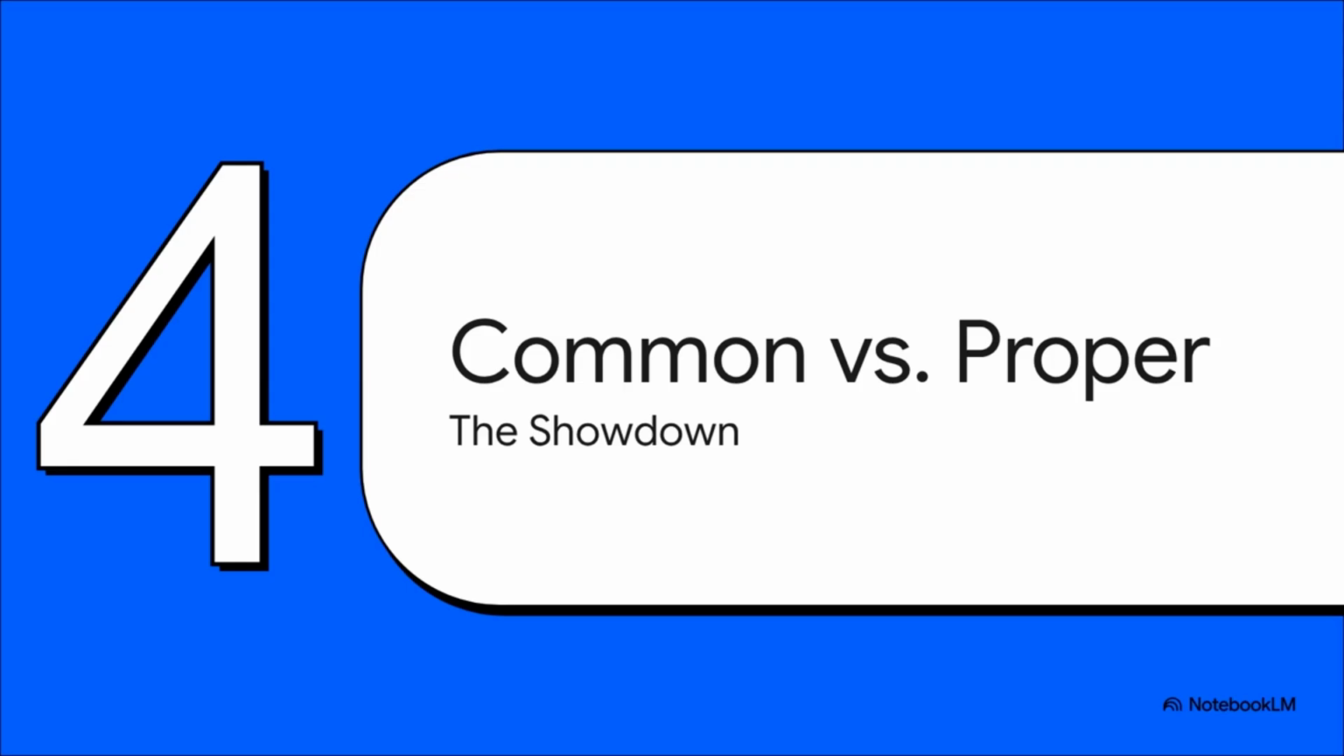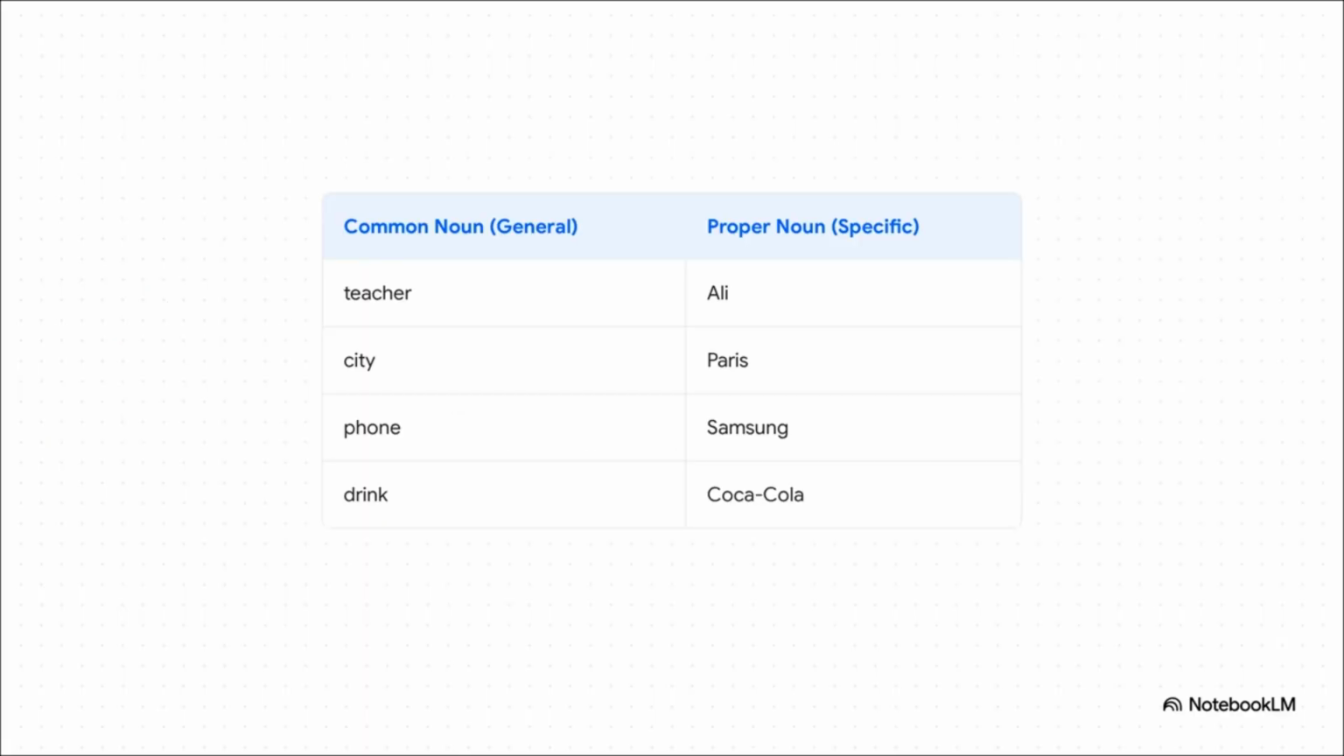Let's put these two head-to-head in a little showdown. I promise you, seeing them side by side like this is where you'll have that big aha moment. Okay, look at this. On one side, you got the general common noun, like teacher. On the other, you get specific, Ali. The general city becomes the one, the only Paris. A phone becomes a Samsung, a country becomes France. Even a generic drink becomes a Coca-Cola. See that pattern? For pretty much every general category, there's a specific name waiting in the wings.